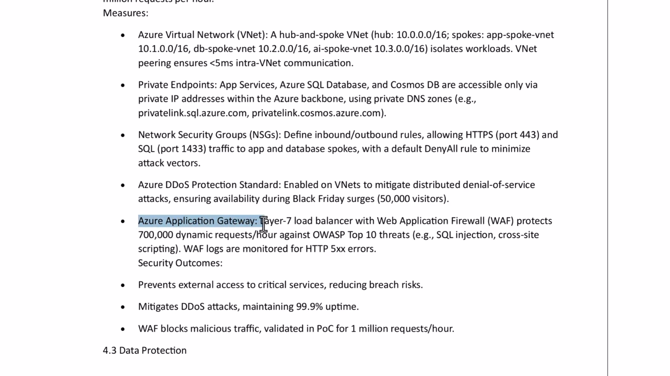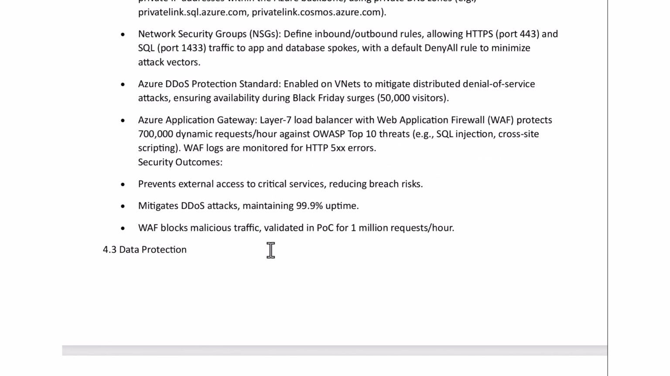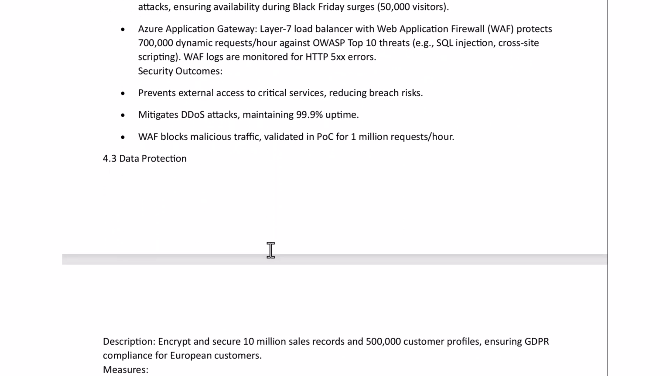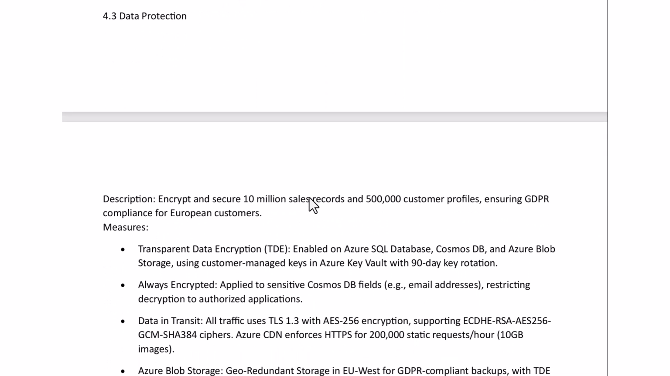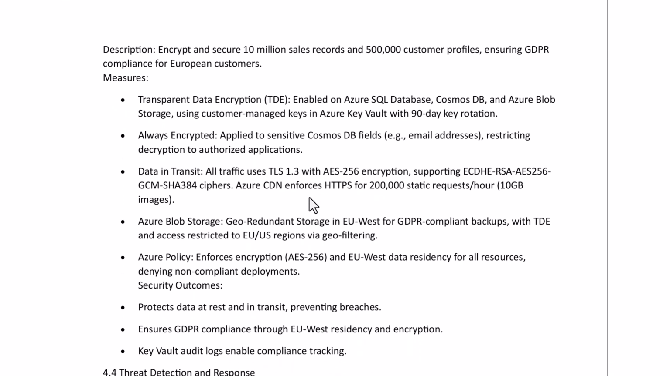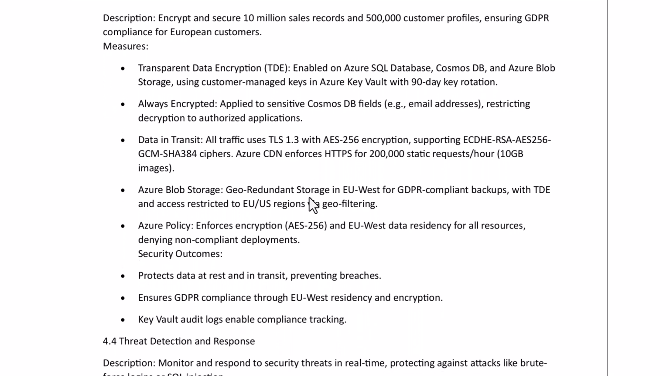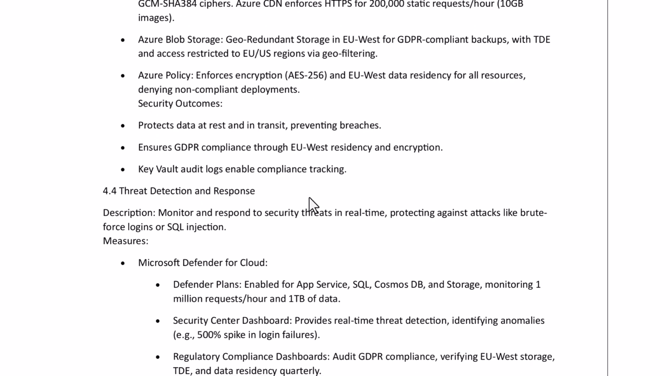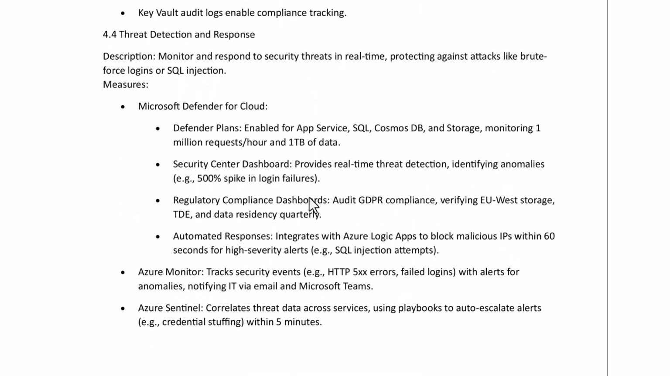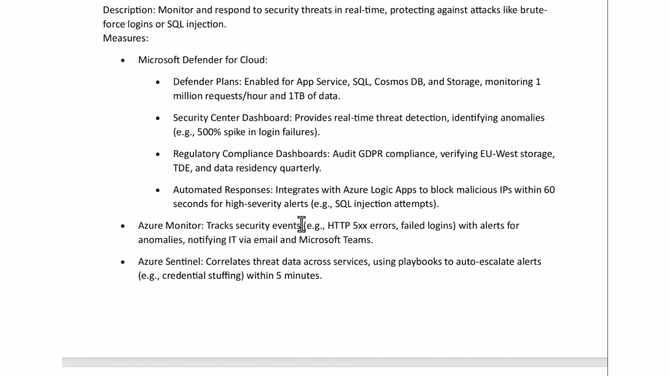Azure CDN secures 200,000 static requests, such as the 10 gigabytes of product images, using HTTPS encryption and geofiltering to limit access to US and EU regions, ensuring GDPR compliance. Microsoft Defender for Cloud, with Defender plans for App Service, SQL, and Cosmos DB, audits GDPR compliance, verifies transparent data encryption on blob storage in EU West, and monitors threats via the Security Center dashboard.